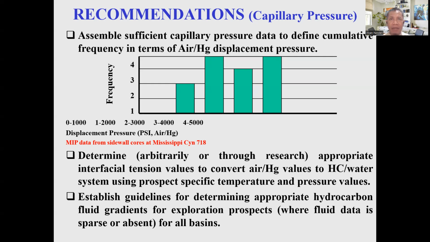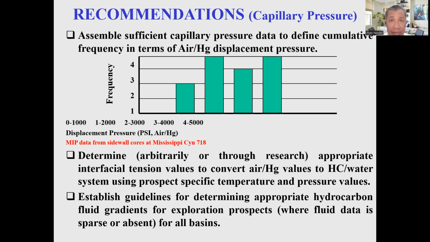To convert the capillary pressure data from air mercury to the hydrocarbon water system, it is necessary to determine suitable interfacial tension values. This can be done either arbitrarily or through research, considering the specific temperature and pressure conditions of the prospect. These interfacial tension values play a crucial role in accurately characterizing the behavior of fluids in the hydrocarbon water system.